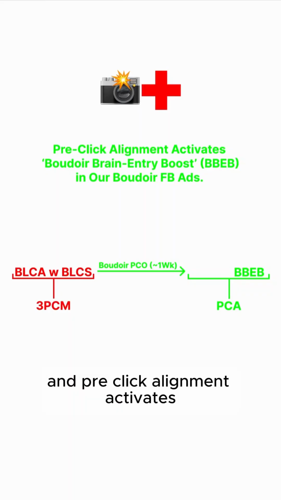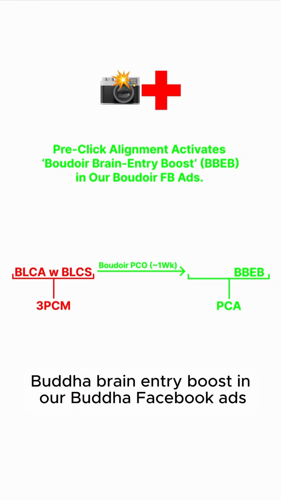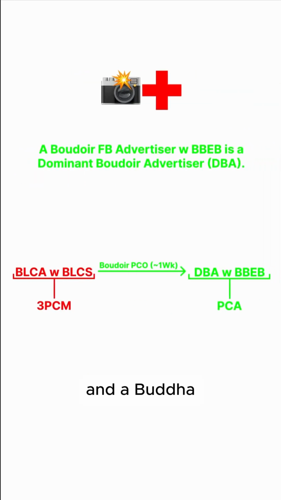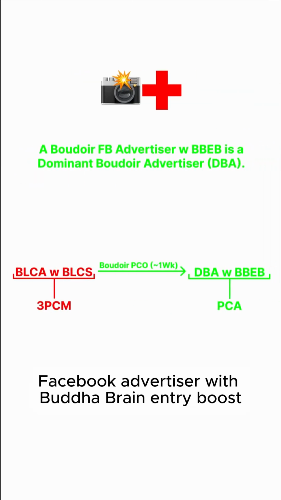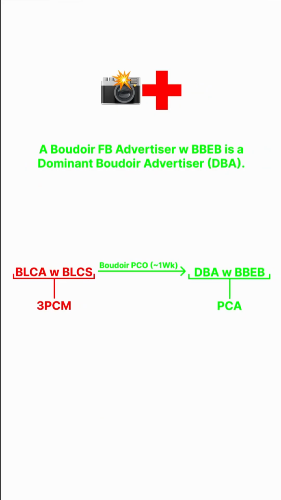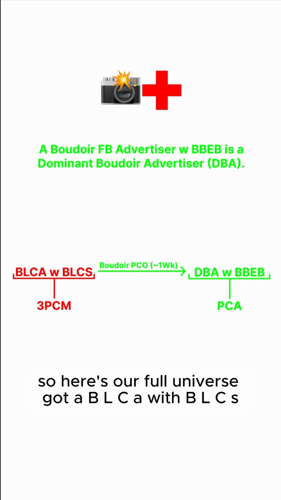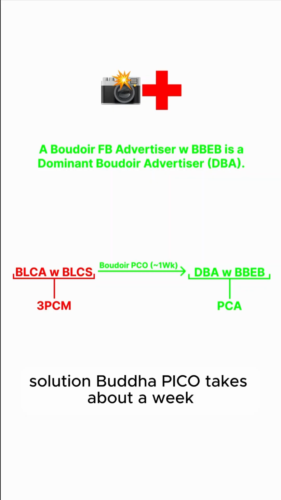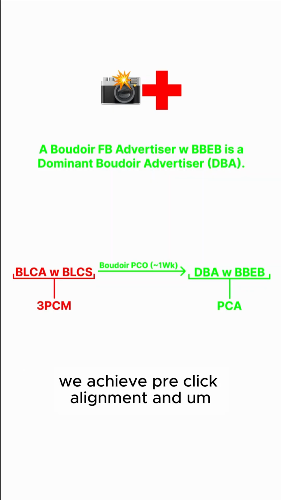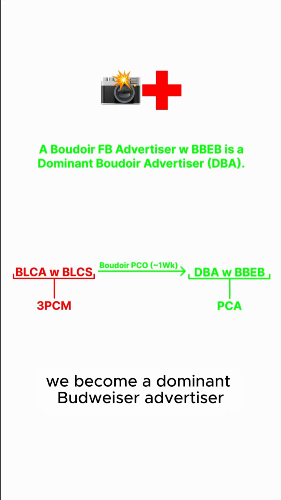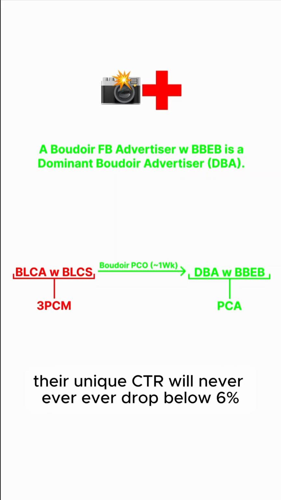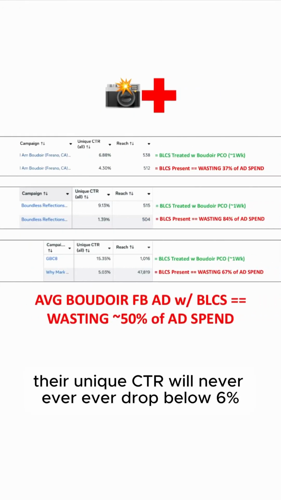And pre-click alignment activates Boudoir brain entry boost in our Boudoir Facebook ads, aka we finally got a unique CTR above 6%. And a Boudoir Facebook advertiser with Boudoir brain entry boost is a dominant Boudoir advertiser, a DBA. So here's our full universe. Got a BLCA with BLCS. It's caused by the 3 pre-click mistakes. Solution: Boudoir Pico takes about a week. We achieve pre-click alignment, and we become a dominant Boudoir advertiser with Boudoir brain entry boost. And those Boudoir Facebook ads, their unique CTR will never, ever, ever drop below 6%.